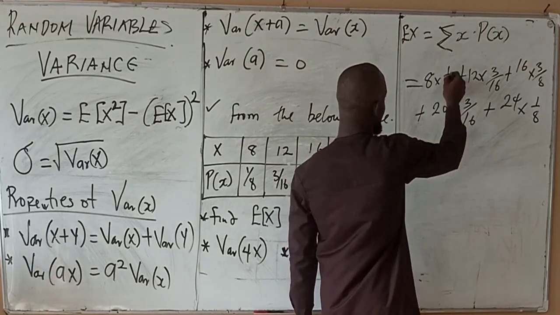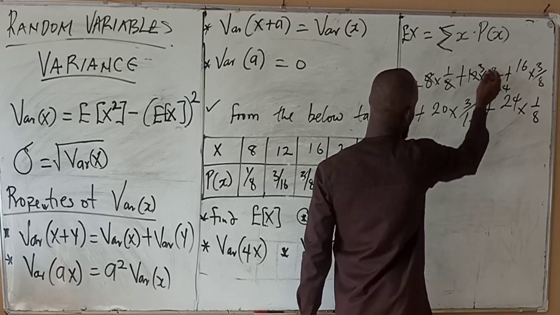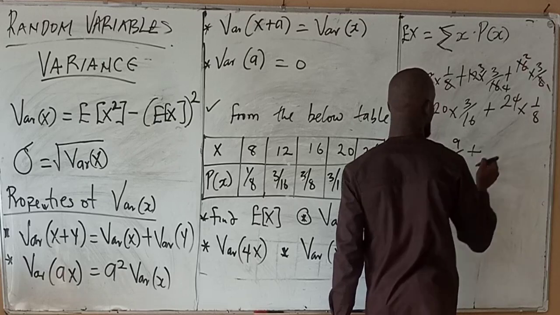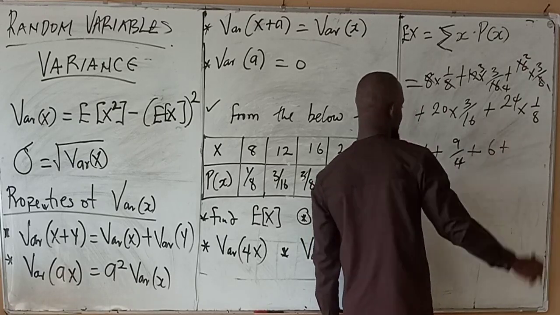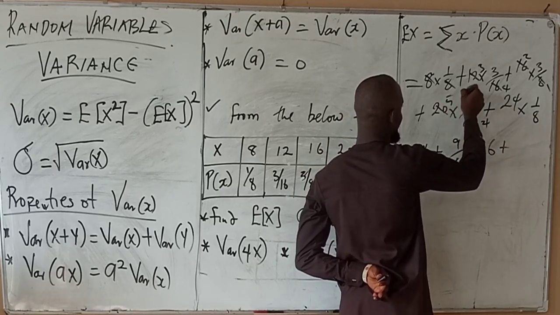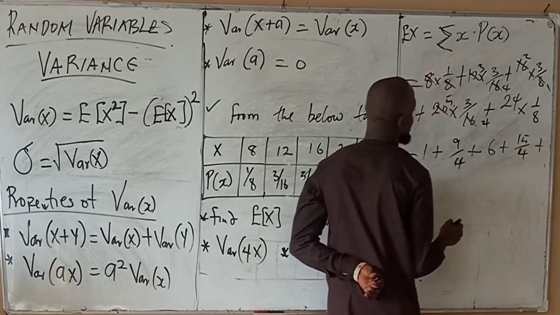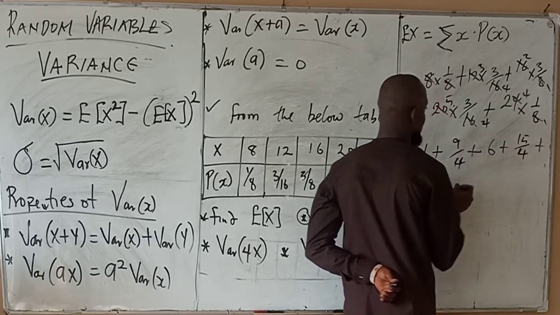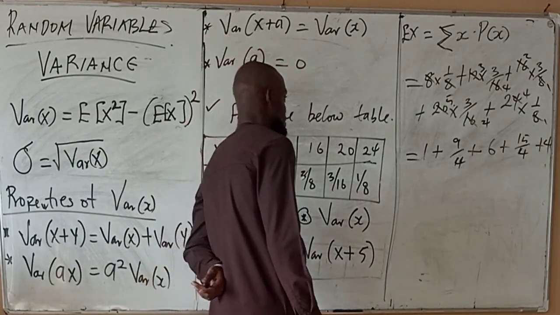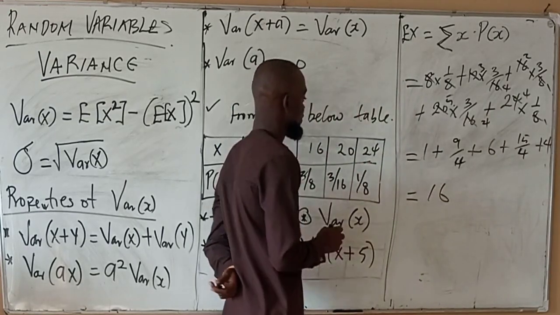So this one is going to give us, if you cancel it, 1 plus 3 times 3 is 9 over 4, plus 6, then 15 over 4, 15 over 4, plus 4. So you are going to have the expectation of x as 16.